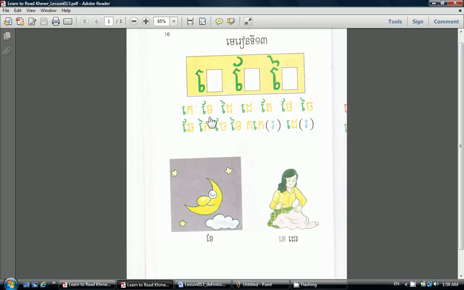Ke, khai, dai, de, tai, thai, chai, kai, khai, ko ke, de. This picture reads kai, which means month or moon, and the second picture here reads ke de, which means she sews. So we have now completed lesson 13.